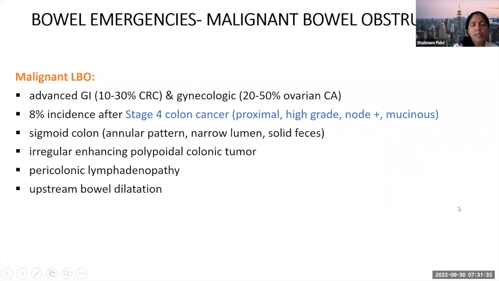And this is due to the typical annular pattern of the cancers, which cause significant luminal narrowing. The sigmoid colon itself has a narrower lumen compared to the rest of the colon and relatively solid fecal content. On CT, you look for an irregular enhancing polypoid colonic tumor. You look for adjacent lymphadenopathy and, more importantly, upstream bowel dilatation.